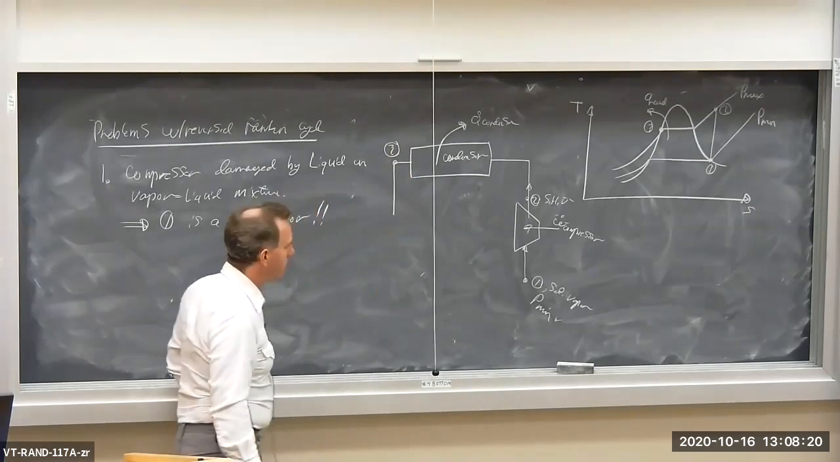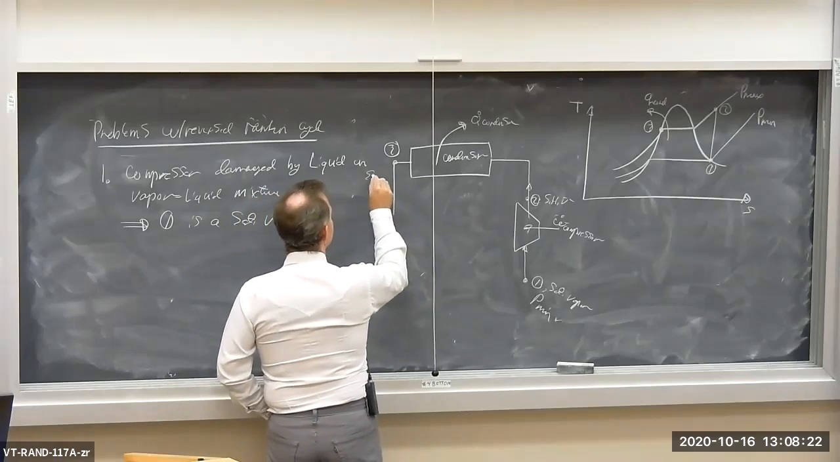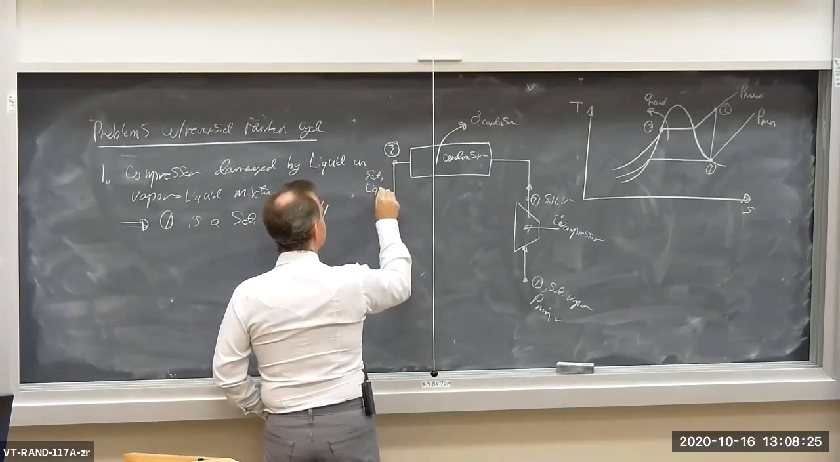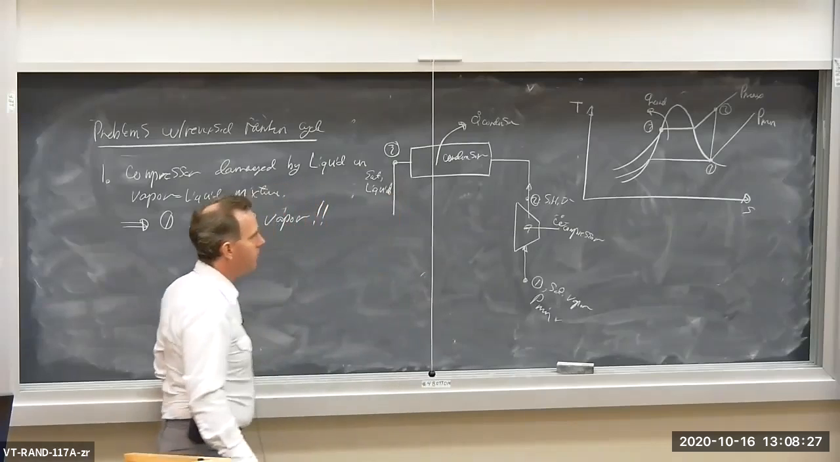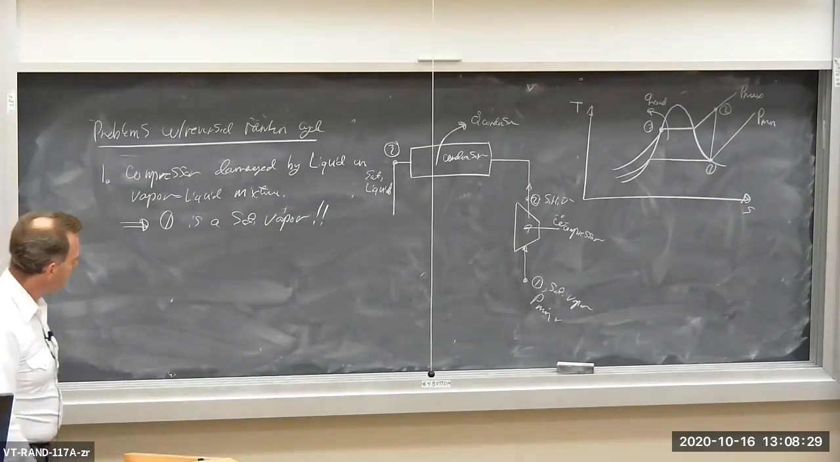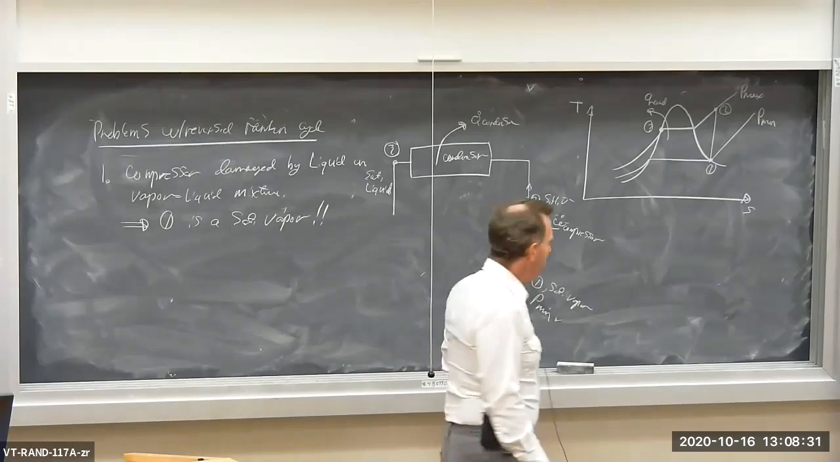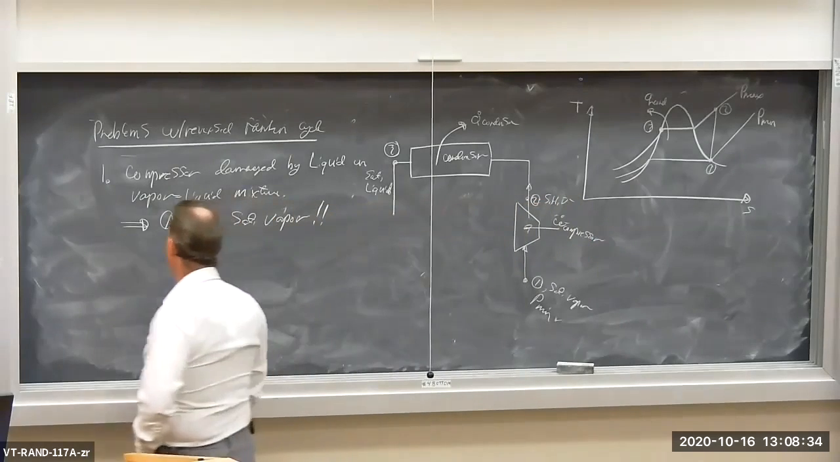There's state 3. So this is a saturated liquid. Okay. Now, what's the other problem with the reversed Rankine cycle?